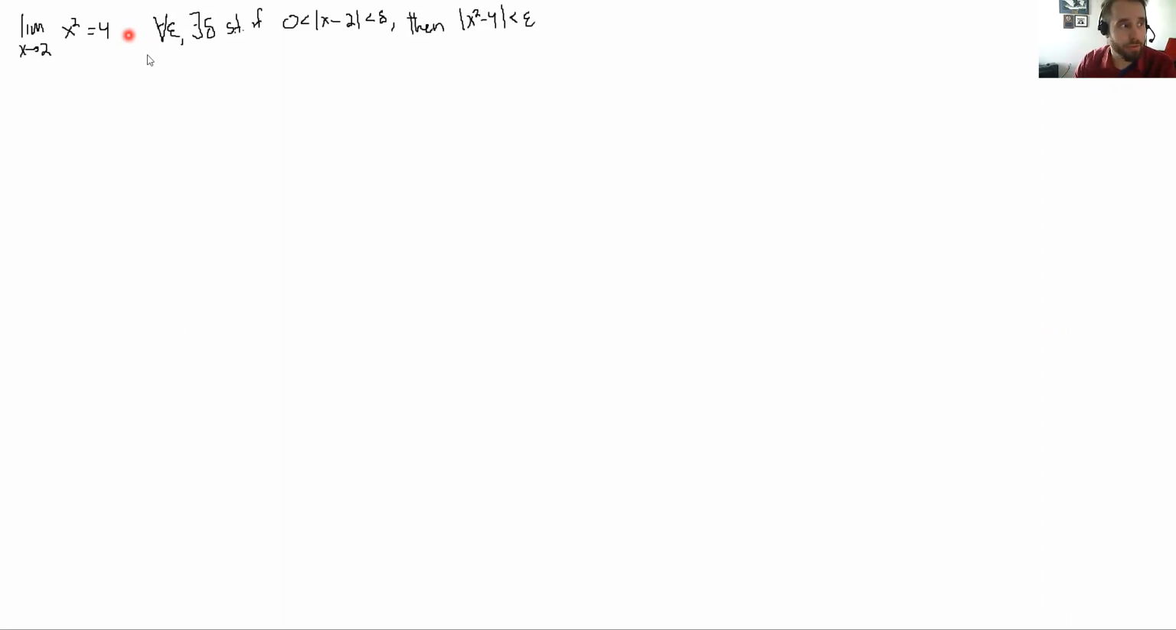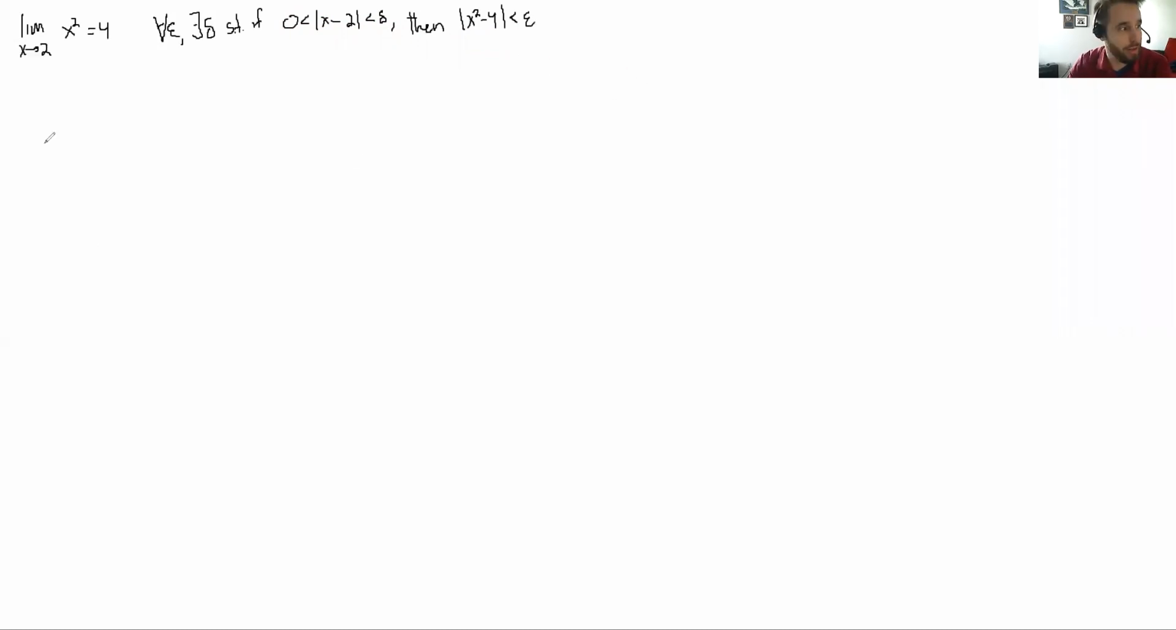We are really trying to prove that for every epsilon, there exists a number delta such that if we plug in an x value that is in this range, meaning that it is within a distance delta of the number 2, but is not actually equal to 2, so the absolute value of x minus 2 is somewhere between 0 and delta, then f of x minus L, aka x squared minus 4, is an absolute value less than epsilon. So that's what we rigorously want to show.